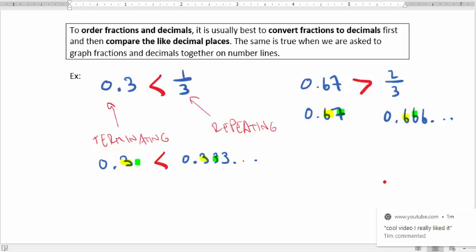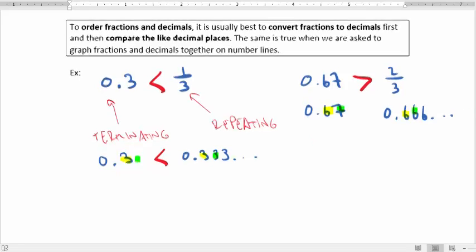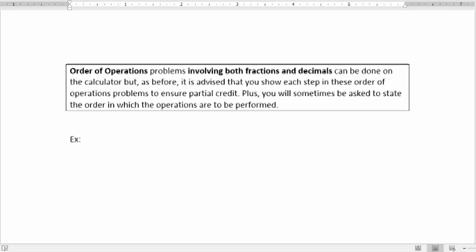And again, yes, a lot of times when we're doing things in real life, we just basically consider them to be equal. 2/3 is 67%, right? Or 0.67. But in reality, it's not, right? 0.67 is slightly greater than 2/3. All right.